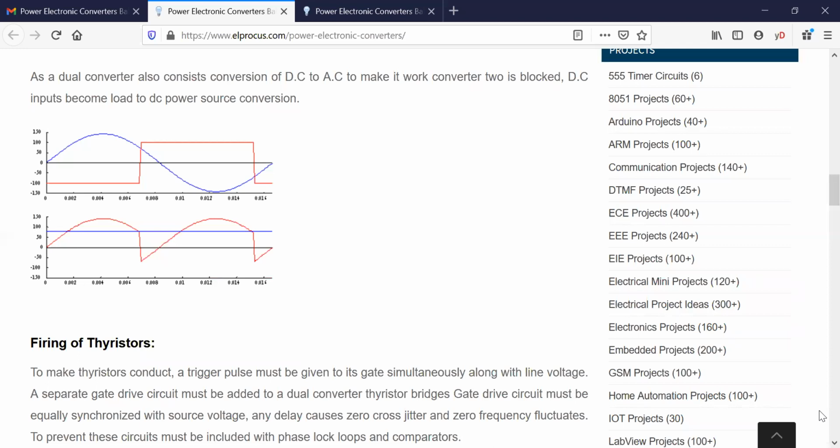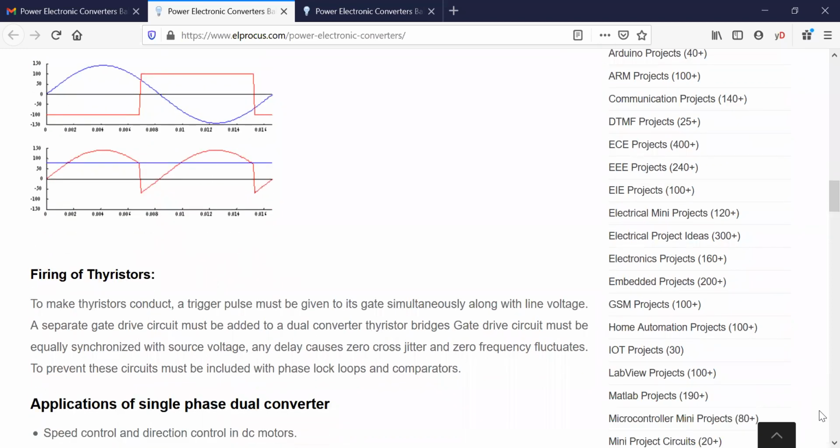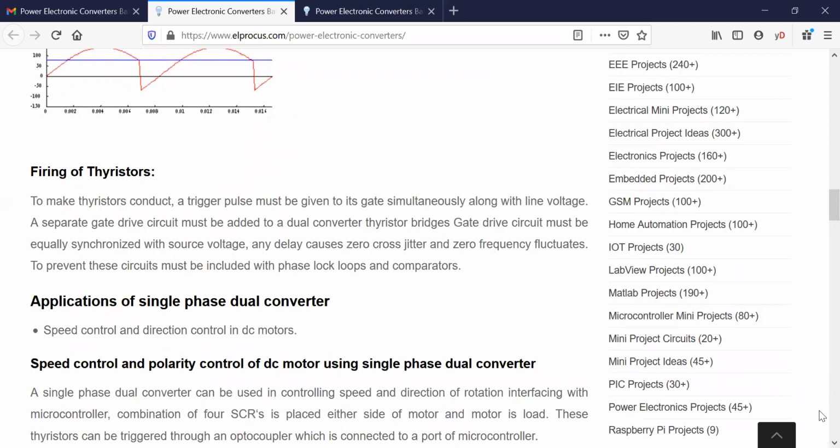So how are we firing the thyristors now? Okay, we are giving a gate pulse, right? We are giving the gate pulse simultaneously along with the line voltage. We are giving line voltage and the gate pulse also. So a separate gate drive circuit should be added.